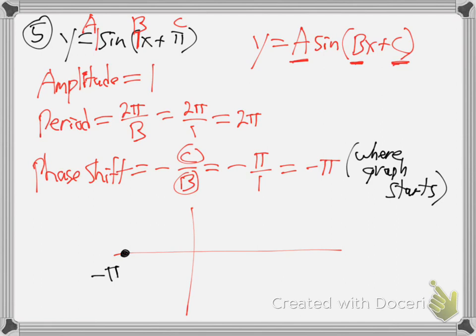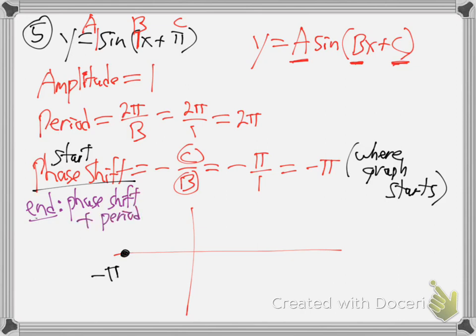Now, how do you know where they end? The phase shift is where they start. They start at the phase shift. Let me give you the formula now for how to find out. In fact, let me just change the color, make it easy for you to see. Where does a graph end? It ends at the phase shift, because that's where you start, plus the period. The phase shift plus the period.